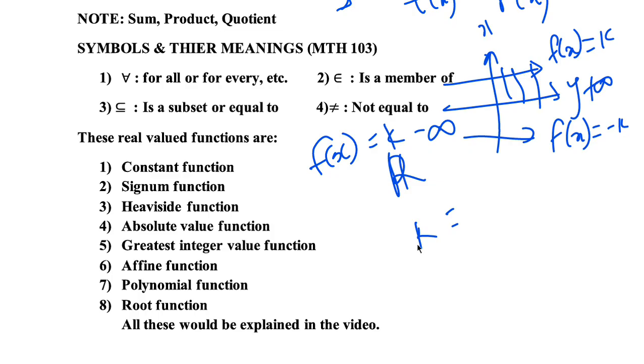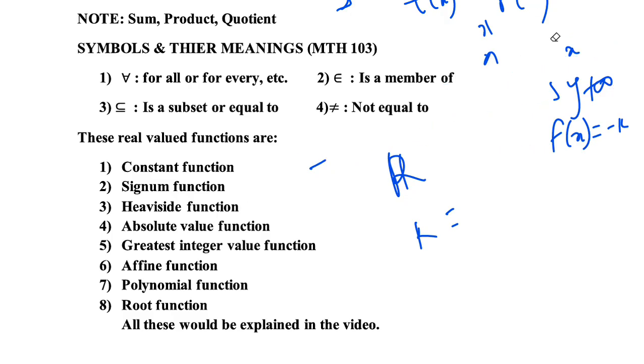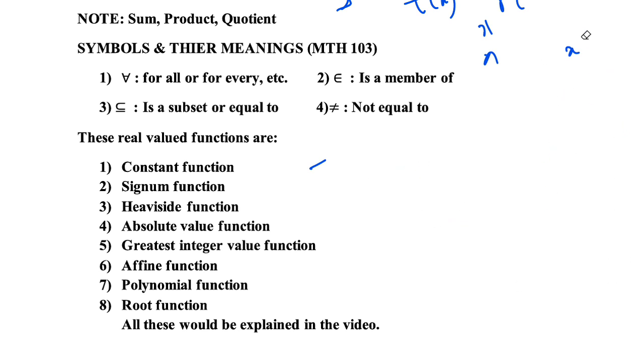Then the second one we move over to is the signum function. So what is the signum function? Take it from the word sign. Very, very easy. What are the three possible signs a number can have? Either the number is positive, or it is negative, or it is zero. Those are the three possible things.